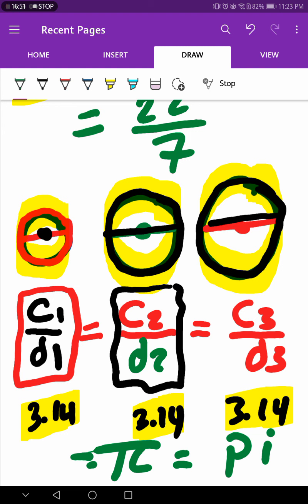If you don't believe me, take any circle at your home, measure the circumference and write it down, measure the diameter, my dear student, and write it down, and use your calculator to do the division. You will get 3.14 and some more numbers after it, for any circle in the world. Okay, this is the story of the pi.